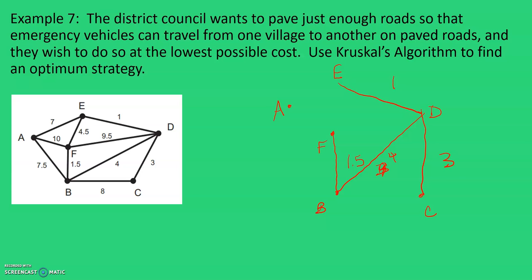And we still need to connect A. That is the only vertex we haven't connected yet. So if we went from E to A, that would be 7. If we went from A to F, that would be 10. And if we went from A to B, that would be 7.5. To keep it at the minimum, go from A to E at 7. Lowest possible cost, add it up: 7 plus 1 plus 3 plus 4 plus 1.5. Our lowest possible minimum cost is $16.5 million. That's section 14.4, trees and minimum spanning trees.